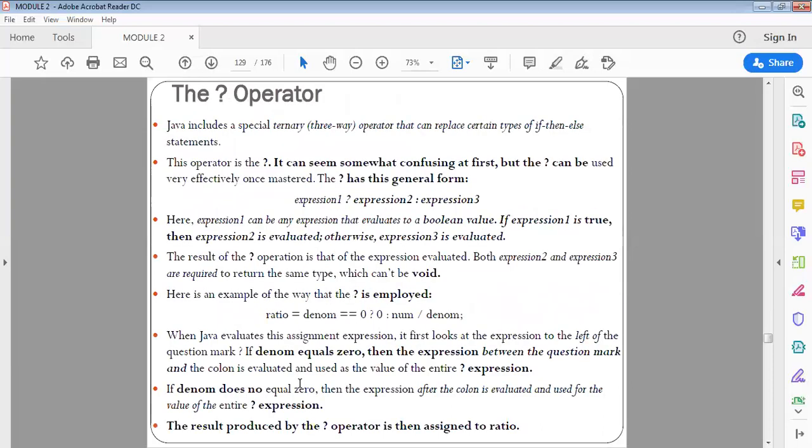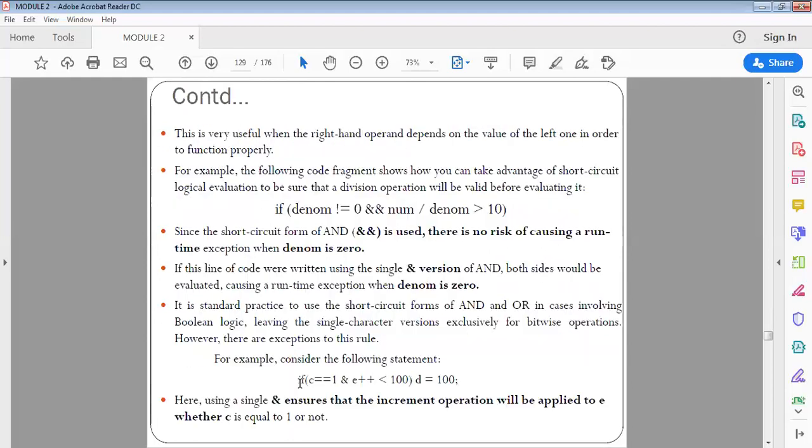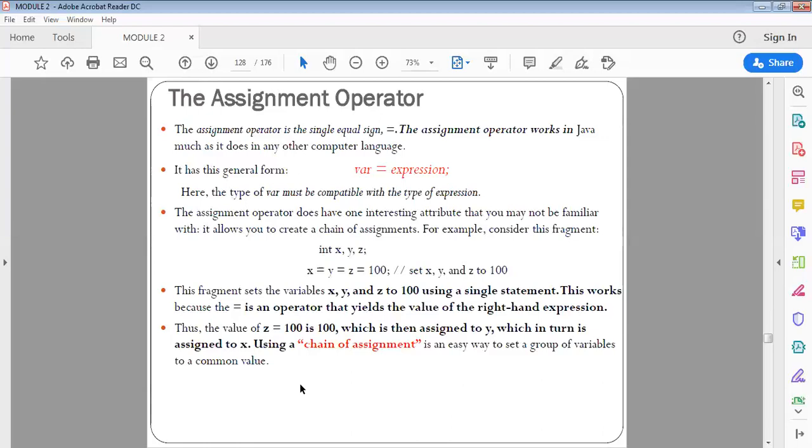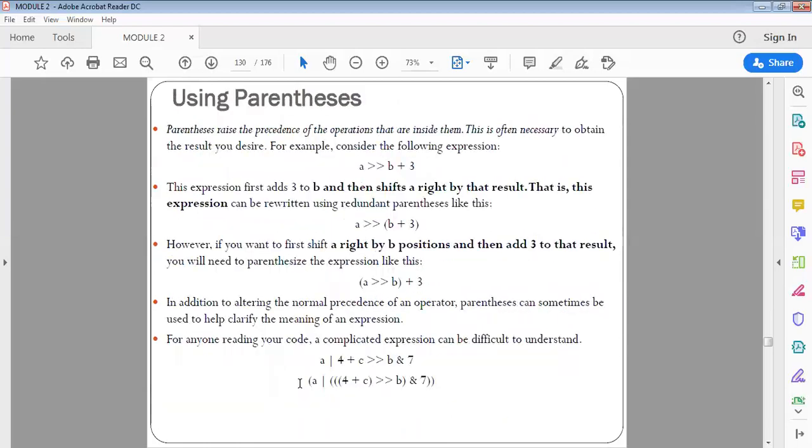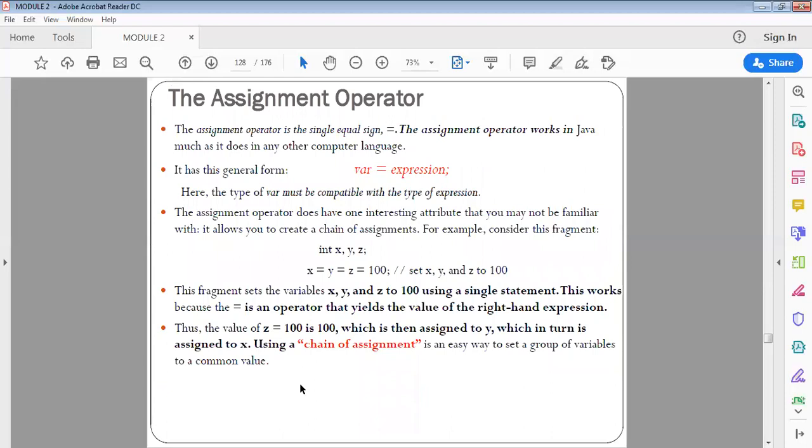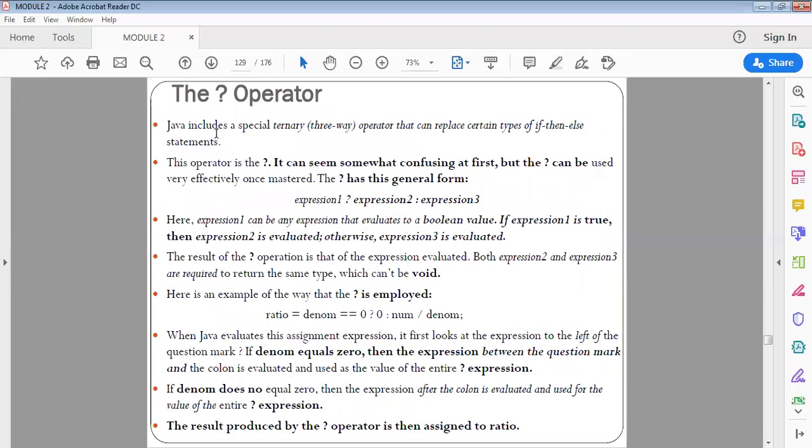So that is the chain assignment operator. Next you will have the special operators. Under special operators you get all of this: one is assignment, next one is the question mark, next is parenthesis. After parenthesis you will have one program and this will end. So after the assignment operator, now you have the question mark. It is a ternary operator. As you all know, ternary operator means you will have three operands there. One is the expression 1, then question mark, expression 2, colon, expression 3.